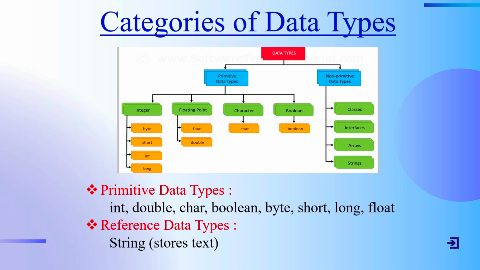Now let us try to understand what is reference data type. These are more powerful, like strings, which can store a whole word or a sentence, which is nothing but a derived part of character, which helps to store a complete sentence or a word. Now let us try to understand primitive data type in detail.